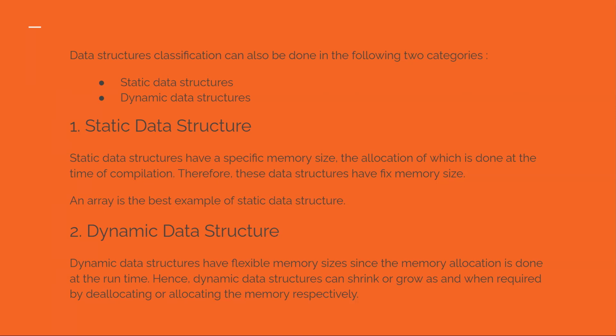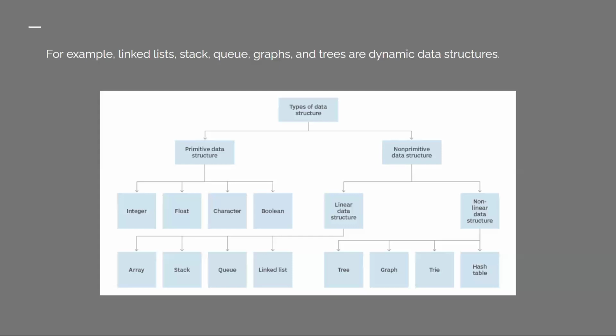Second, dynamic data structure. Dynamic data structures have flexible memory sizes since the memory allocation is done at runtime. Hence, dynamic data structures can shrink or grow as and when required by deallocating or allocating the memory respectively. For example, linked lists, stacks, queues, graphs, and trees are dynamic data structures.